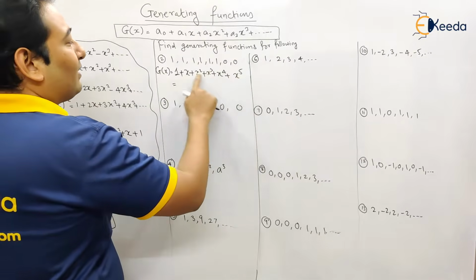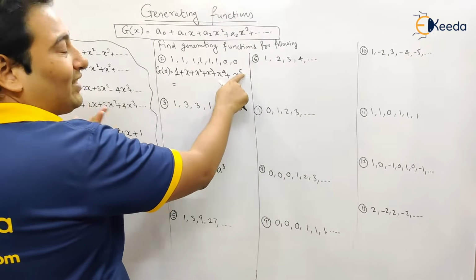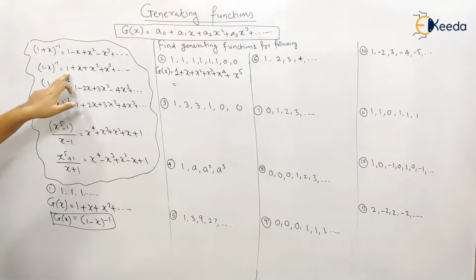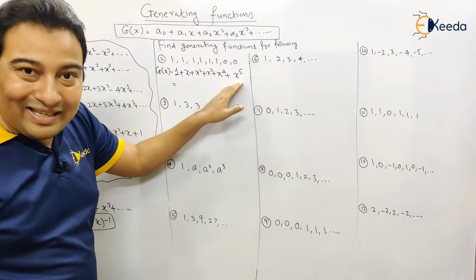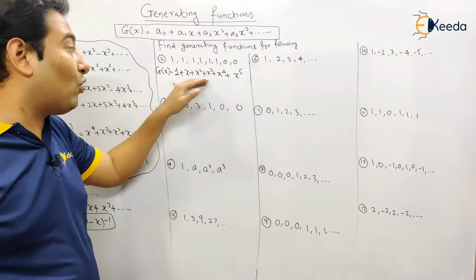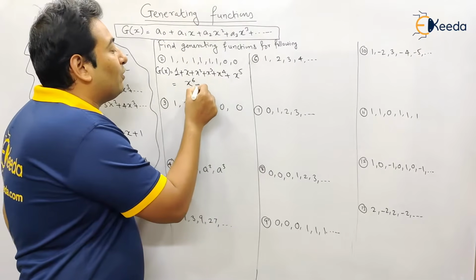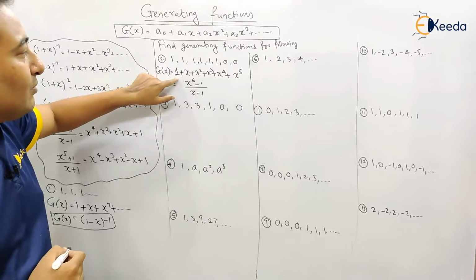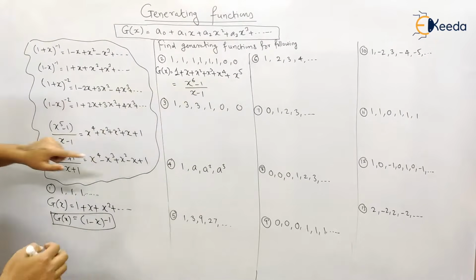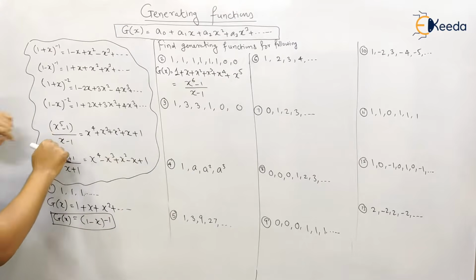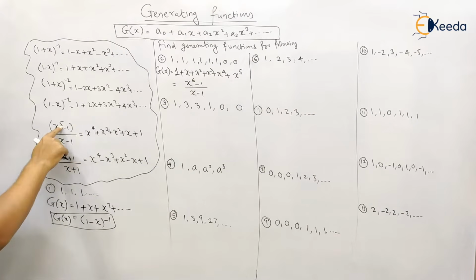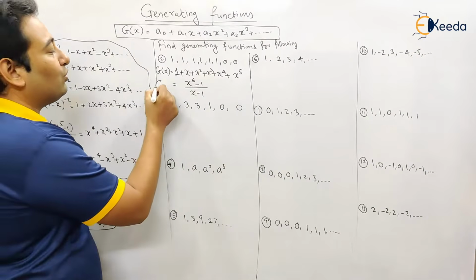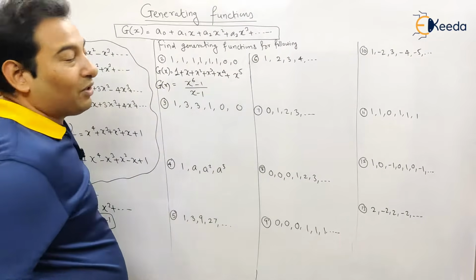Here there are fixed terms, 5 terms up to x raised to 5. It's not an unlimited series. If it is an unlimited series, this will be the formula. But here there are limited terms, up to x raised to 5, and all the terms are positive. So therefore it will be x raised to 6 minus 1 upon x minus 1. Since all the terms are positive, therefore minus sign. And here it is 4, here it is 5, and here it is 6. So this is your generating function. Through this generating function you can generate this particular series.